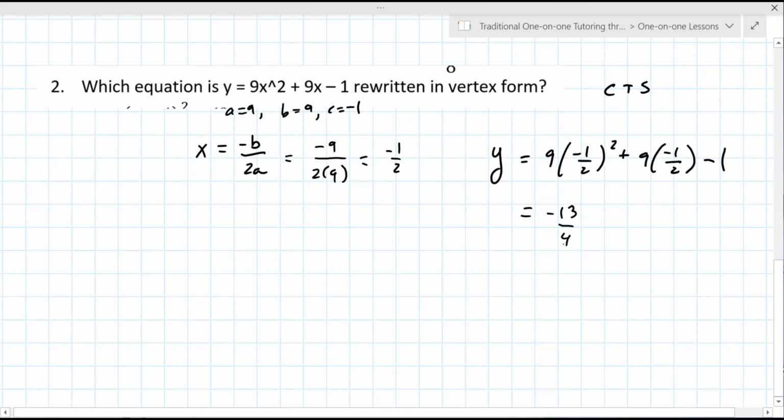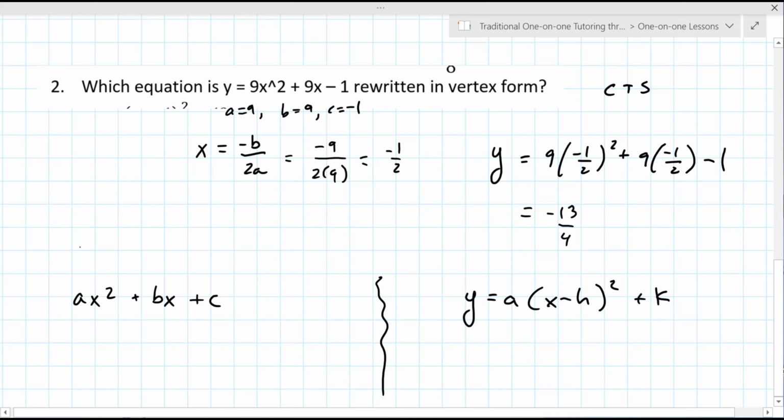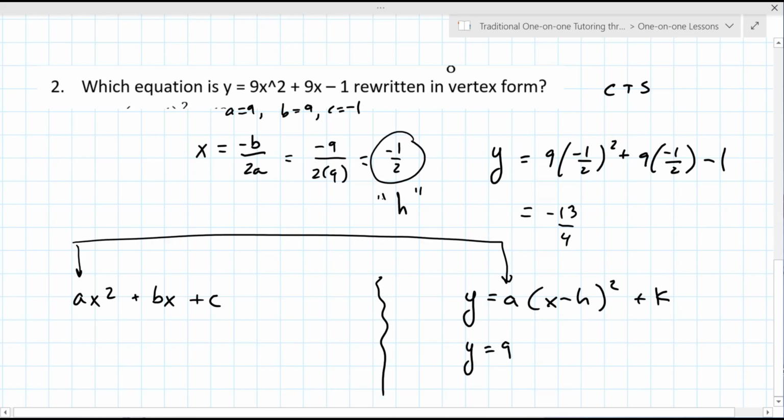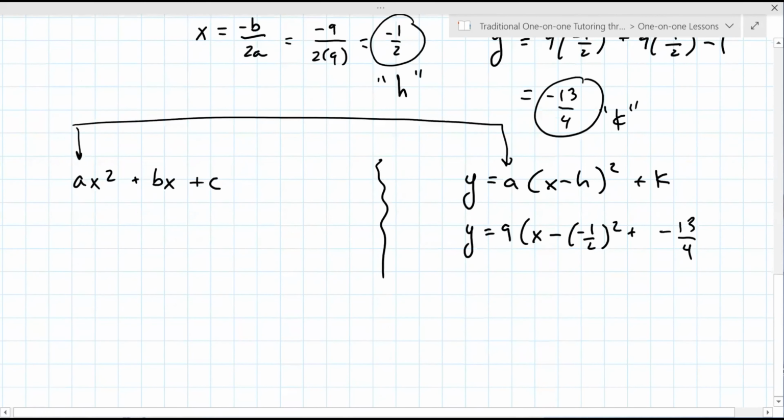So why did I do all this? Well, I mentioned this before, and there's a lot going on here, but when it's in standard form, and then on the right here is vertex form, okay? The only thing that's the same is the A's. Right. Okay, so for sure, your A is 9, because it's 9 here. Now, the H is really the X. This is your H. So it's x minus minus 1/2, and your k is the y value. So it ends up being x plus 1/2 squared minus 13 over 4.